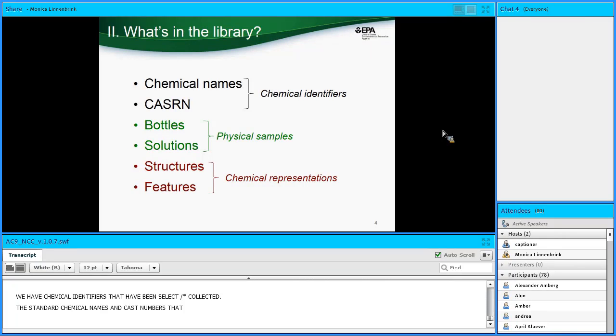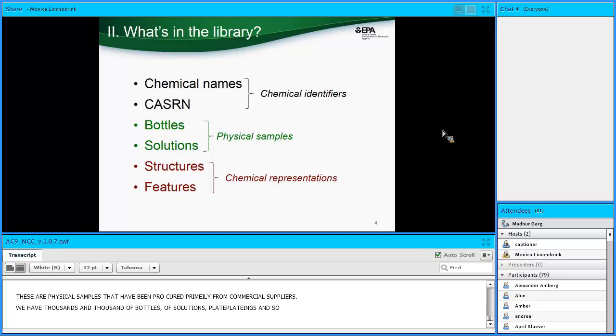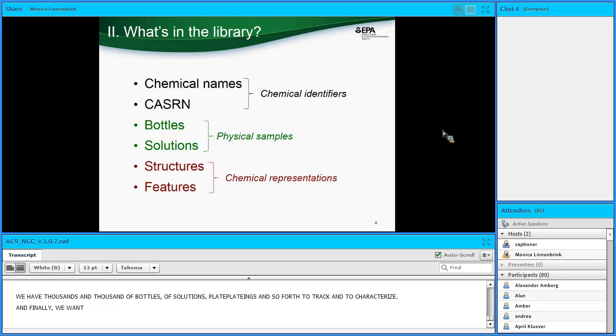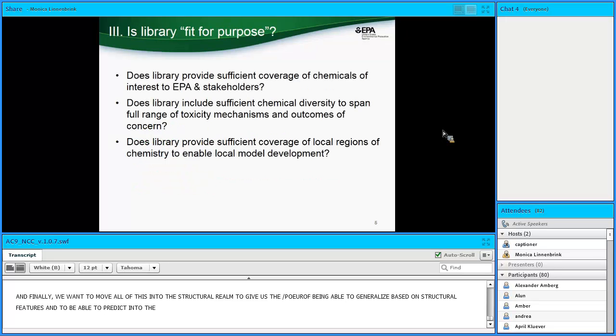But this is a physical library. These are physical samples that have been procured primarily from commercial suppliers. We have thousands and thousands of bottles, solutions, platings, and so forth to track and to characterize. And finally, we want to move all of this into the structural realm to give us the power of being able to generalize based on structural features and to be able to predict into the uncharted chemical space.